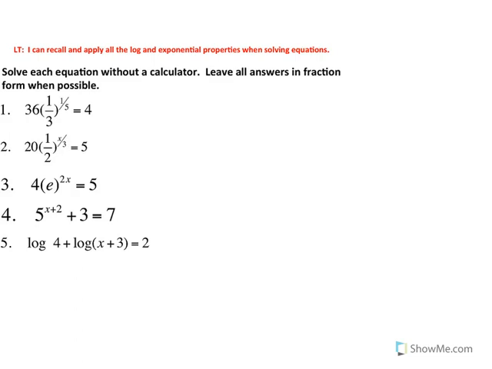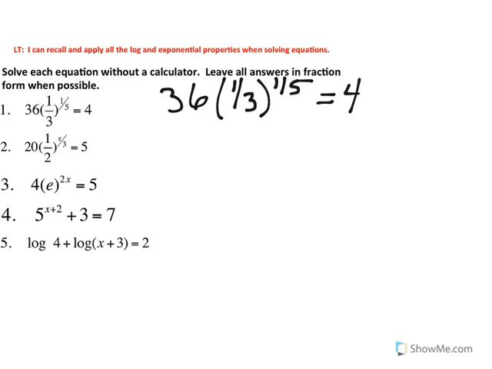Number 1, I want to solve each equation without using a calculator. I'm going to leave all my answers in fraction form when possible. Number 1 is 36 times 1/3 raised to the 1/5 power equals 4. My first step every single time is to check and see if there's a constant that I can add or subtract away, or if there is a coefficient that I can multiply or divide away. For this example, there is a coefficient that I can get rid of.